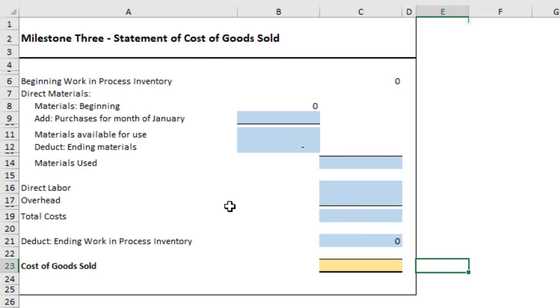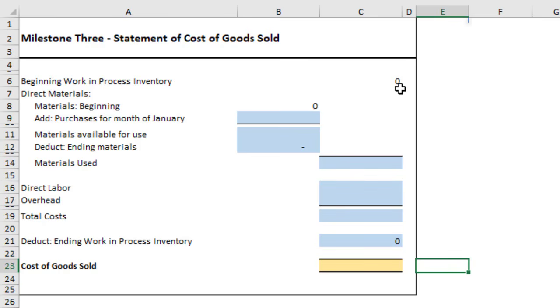The cost of goods sold, we're going to take the beginning materials, add to it any materials we bought, and then subtract any leftover materials. And that way we'll know what was used in the manufacture of the collars.